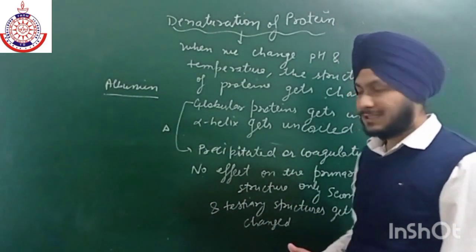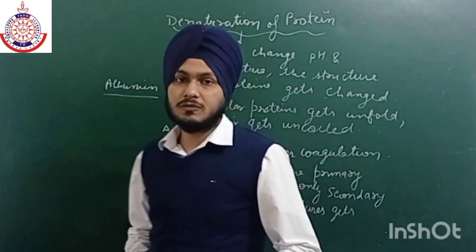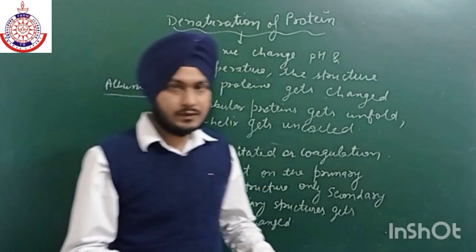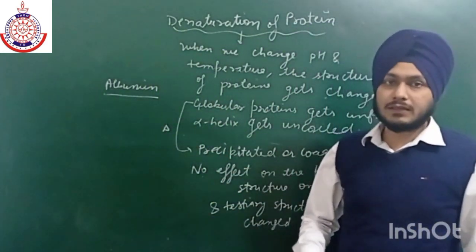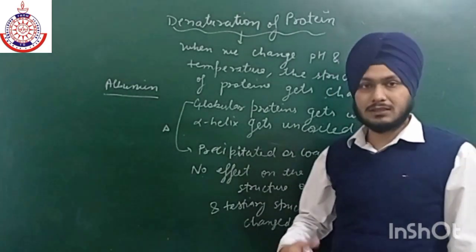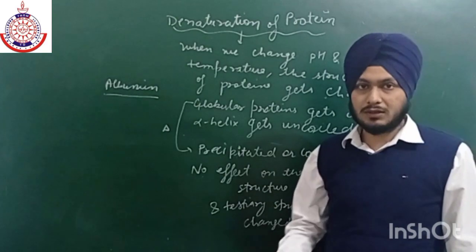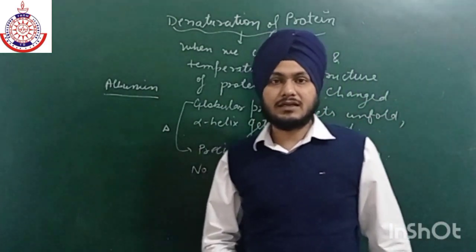And this process is irreversible in nature. The denaturation of protein can be reversible or irreversible, but if we take the example of the white of egg, it becomes coagulated and will not change back to its native form. That is why it is irreversible denaturation.